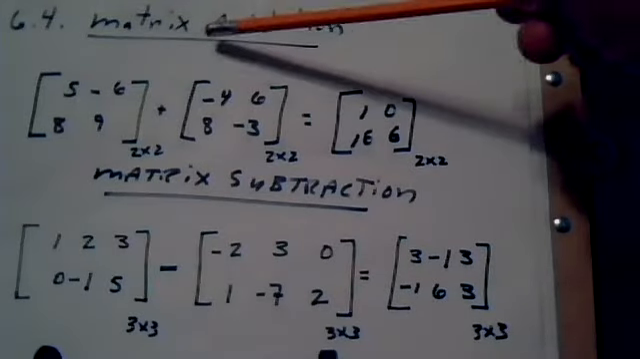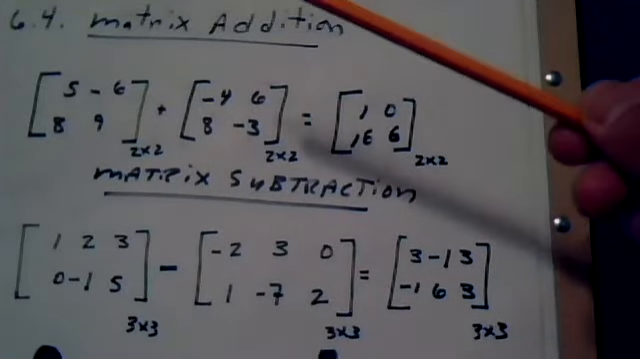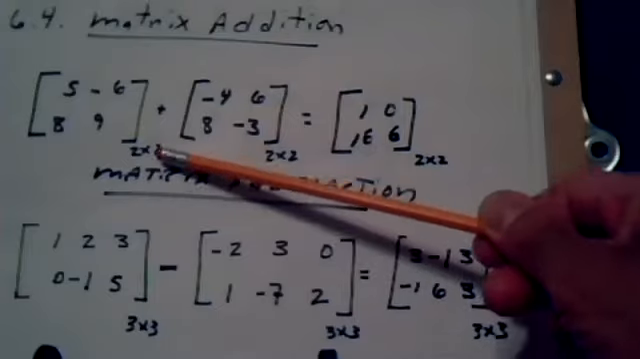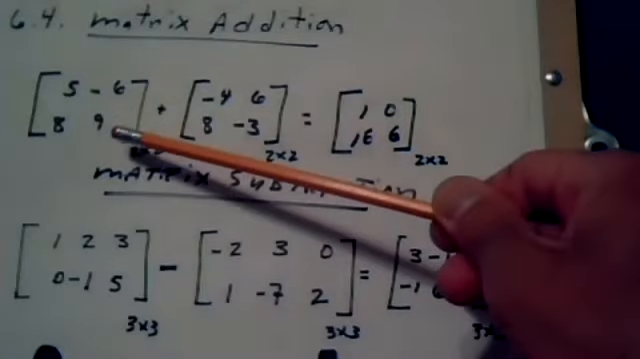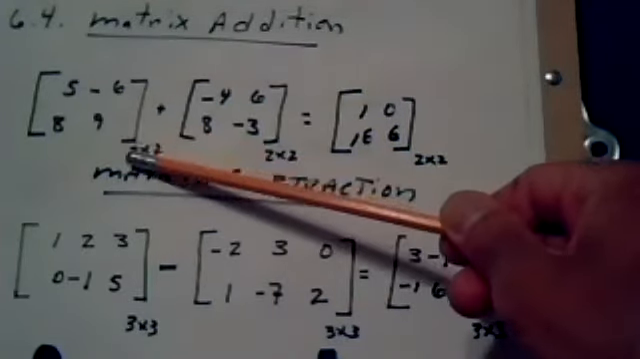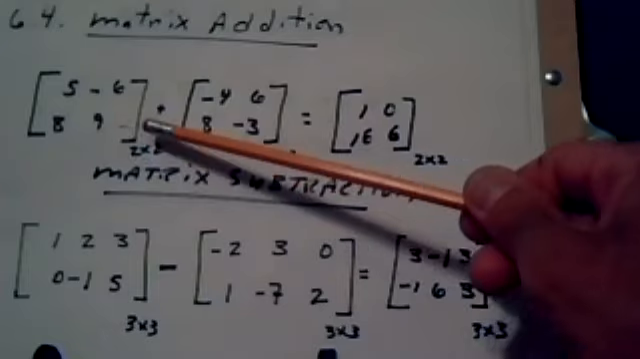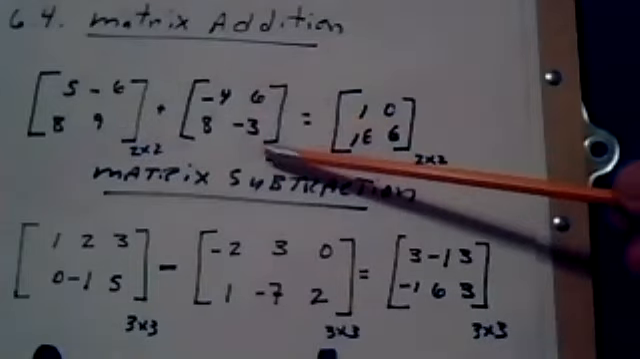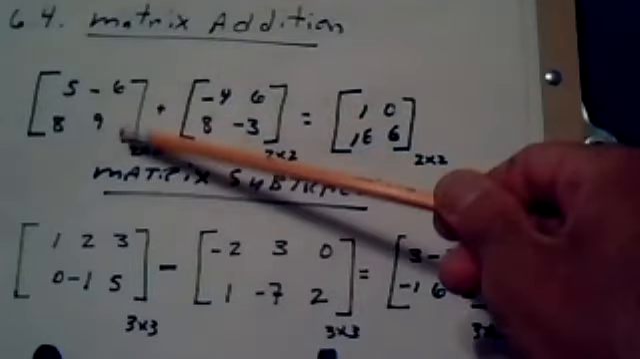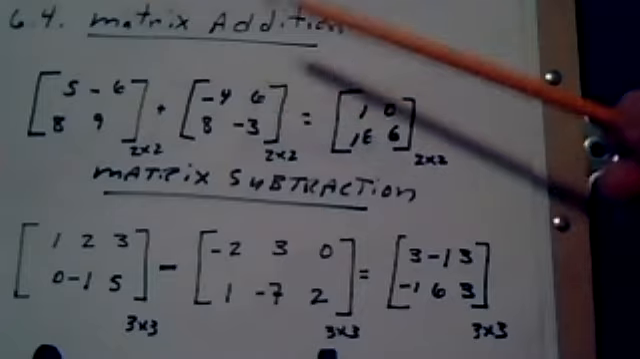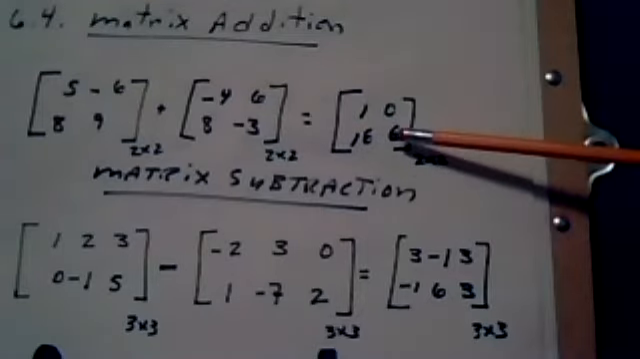Matrix addition requires that the dimensions be equal. Rows by columns. You don't say times, it's rows by columns. 2 rows, 2 columns, 2 rows, 2 columns. The answer is going to be 2 rows and 2 columns.